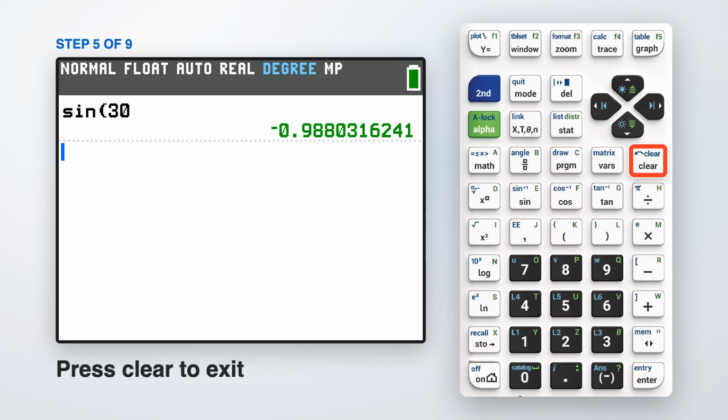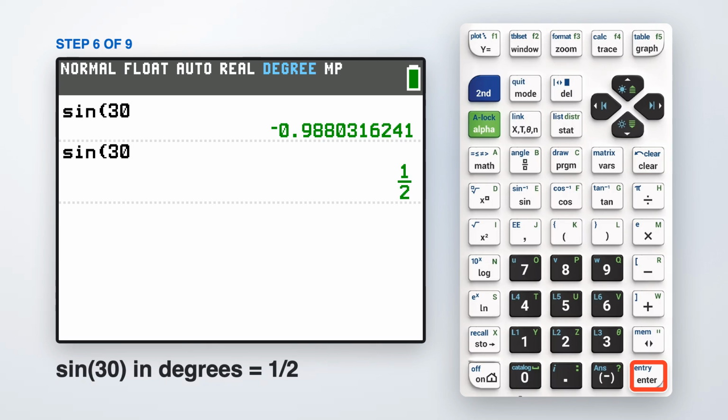Press clear to get back to the home screen. Run the same sine of 30 again, and this time you get 1/2, the answer you were expecting.